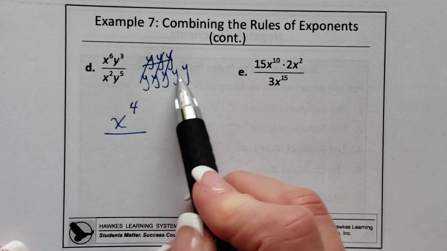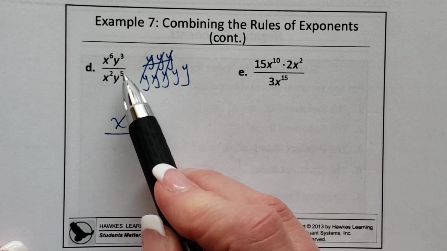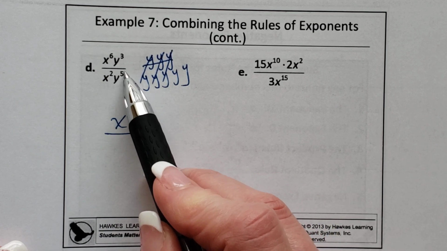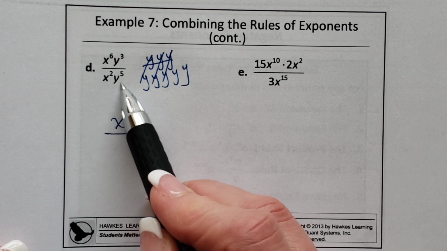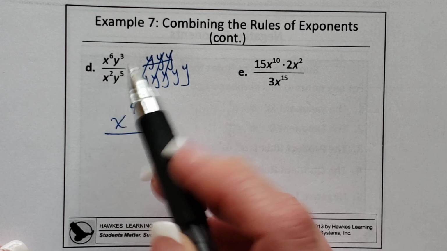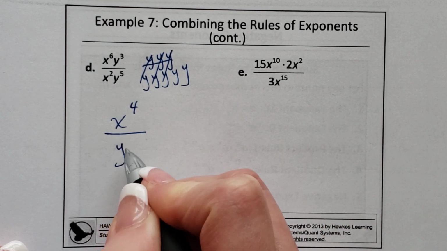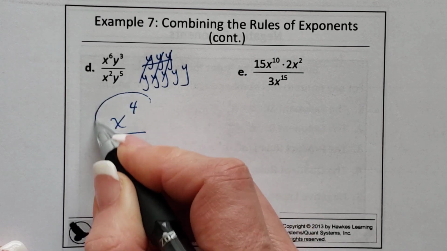Or just think of it this way. Well, the difference in 5 and 3 is 2. And since I have more y's in the denominator in my problem, I'm going to have some extra y's in my denominator when I'm finished.